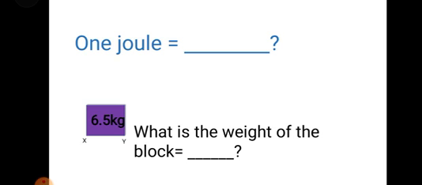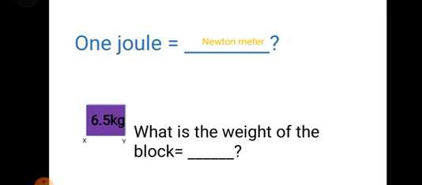Next question is, 1 joule is equal to what? As we know, 1 Newton is equal to 1 kilogram meter per second square, so 1 joule consists of what units? Yes, it is equal to Newton meter.